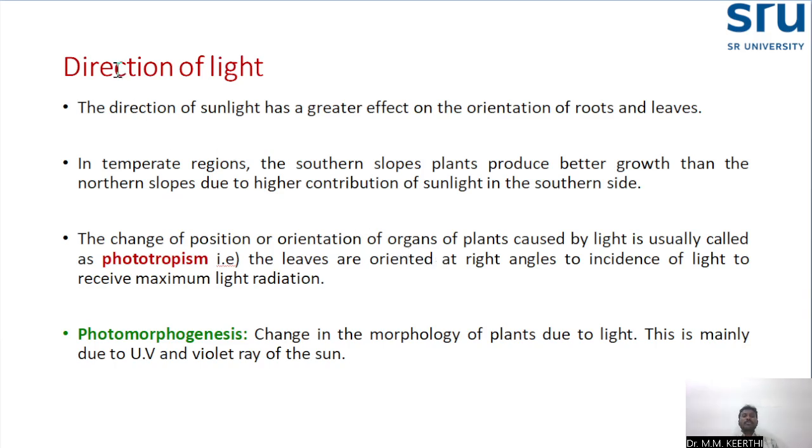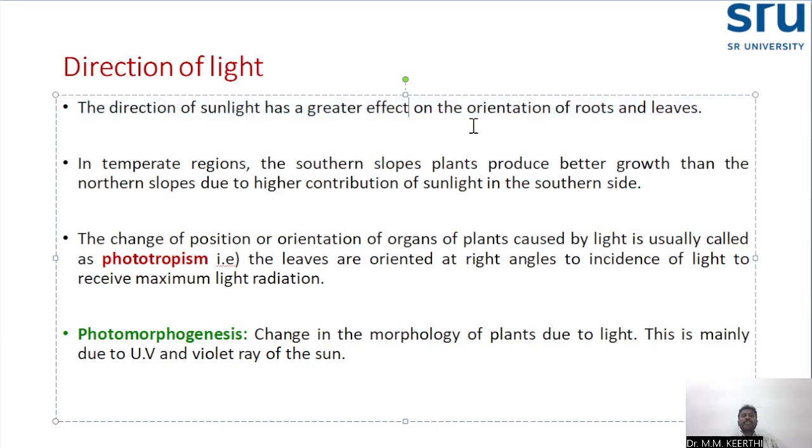Duration of the light. The direction of sunlight has a greater effect on the orientation of the roots and the leaves. So the orientation of roots and leaves will vary based on the direction of the light. Particularly in temperate regions, on the southern slope plants produce better growth than on the northern slope. Plant growth is greater on the southern slope because of the high contribution of sunlight to the southern region. The southern region has more sunlight, so southern slope plants have more growth than the northern slope.